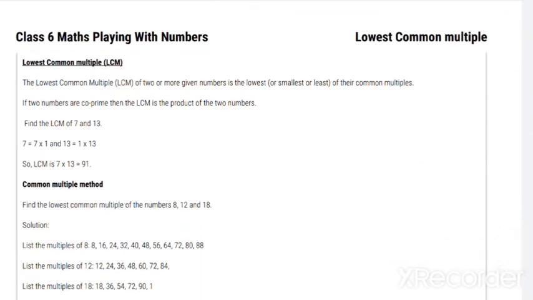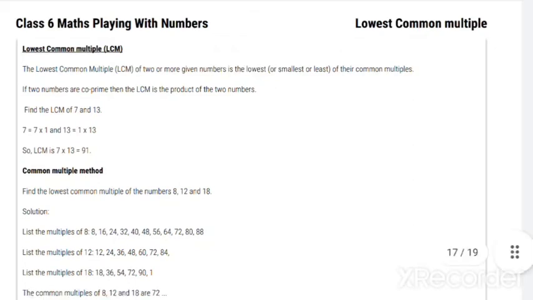So children, LCM of two or more given numbers is the lowest of their common multiple. If two numbers are co-prime, then LCM is the product of the two numbers. Remember children, if the two numbers are co-prime, then the LCM will be just the product of the two numbers. Like, find the LCM of 7 and 13. So children, multiply both of them, that is equal to 91, and 91 is the LCM of 7 and 13 because they are co-prime.